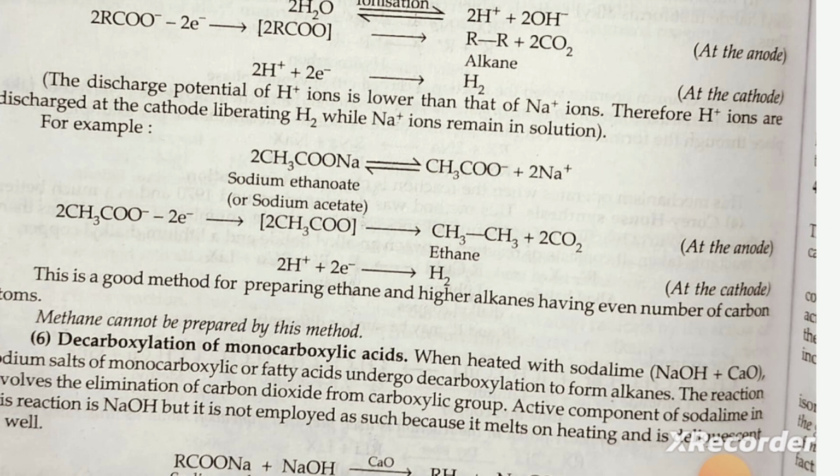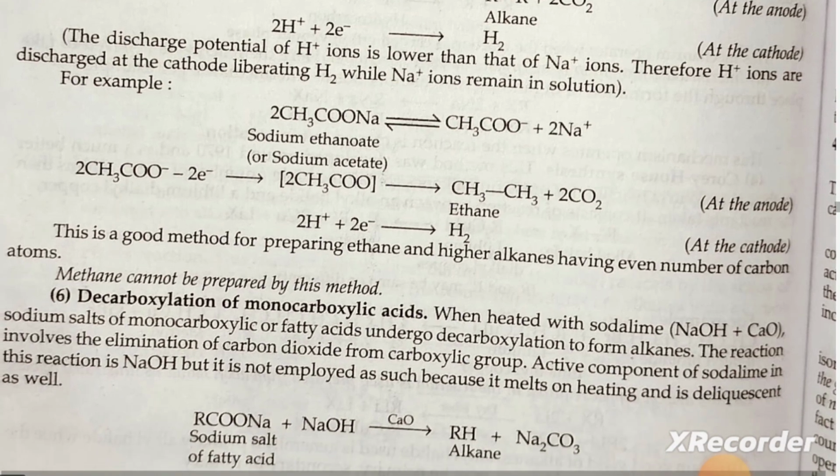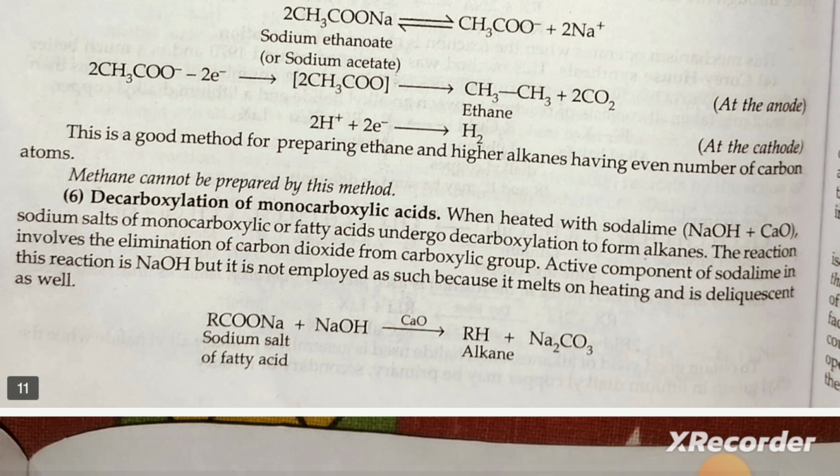This is a good method for preparing ethane and higher alkanes having an even number of carbon atoms. Methane cannot be prepared by this method. Sixth, decarboxylation of monocarboxylic acid. When heated with soda lime, NaOH plus CaO, the sodium salt of a monocarboxylic or fatty acid undergoes decarboxylation to form alkanes. The reaction involves the elimination of carbon dioxide from the carboxylic group.